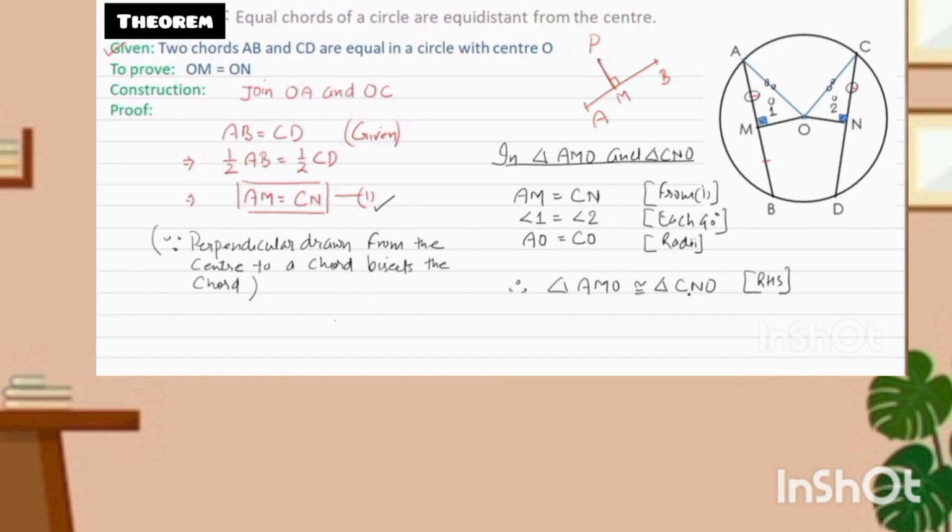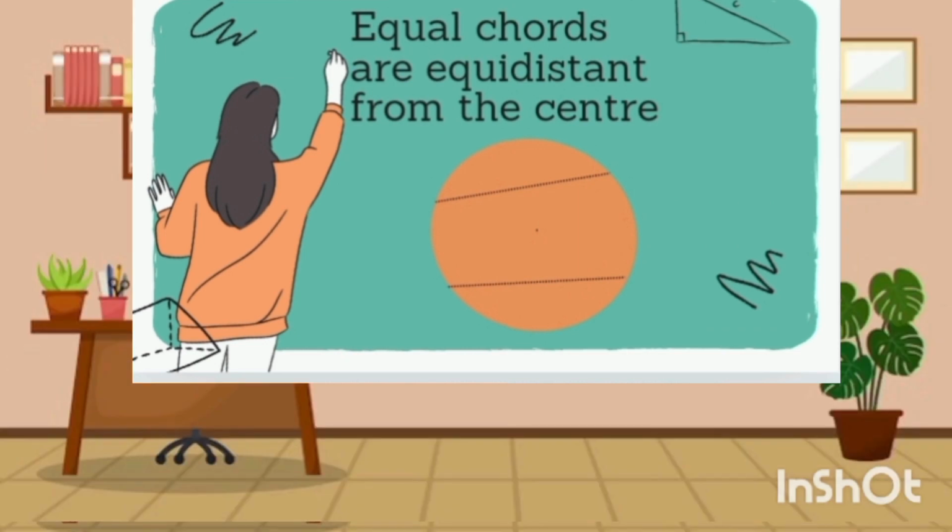So it is clear that OA and OC, which are the hypotenuse of the right angle triangles, are equal and the adjacent sides are equal. So from that clearly we can say MO, from triangle AMO, and NO, from triangle CNO, will be equal. Hence by CPCT. Okay, that is corresponding parts of congruent triangles. This completes our proof that AB and CD are equal chords which are equidistant from the center, OM and ON. Thus, we proved that equal chords are equidistant from the center.